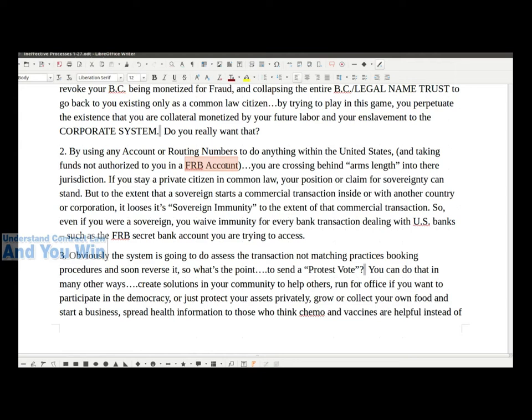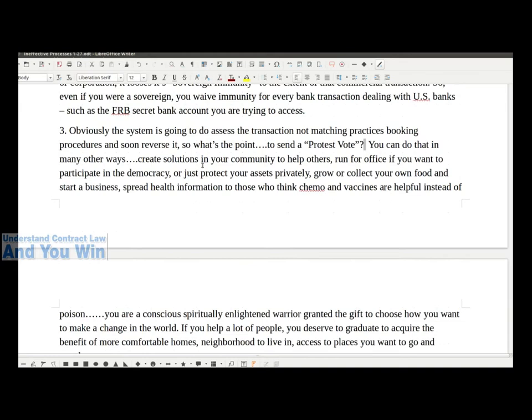Everything you do is under the state's umbrella because they gave authority to that state, all caps, name in order to create a mortgage off of it, in order to create the credits to fund the corporation and to be in the Federal Reserve private trust account that you claim exists. So, you can't have your cake and eat it too. Obviously, the system is going to do an assessment on the transaction not matching the practices and the booking procedures and soon reverse it. So what's the point?